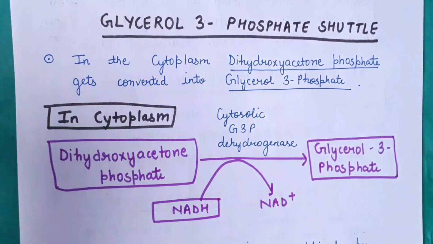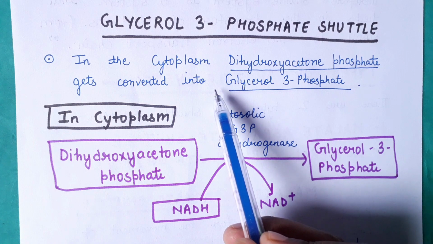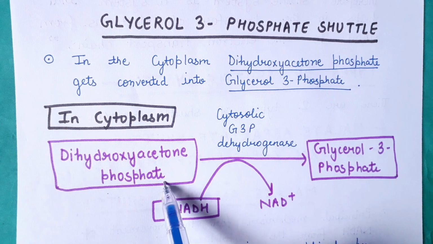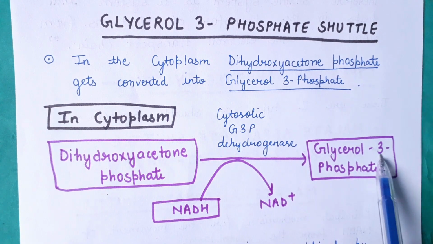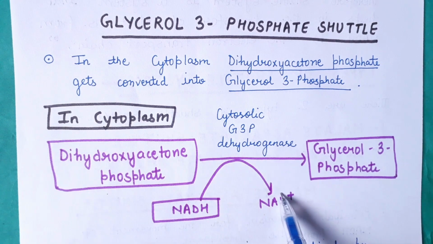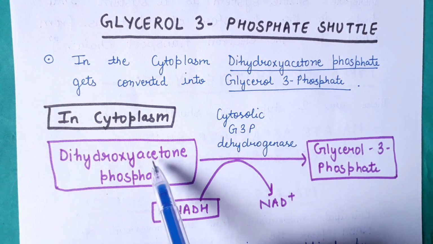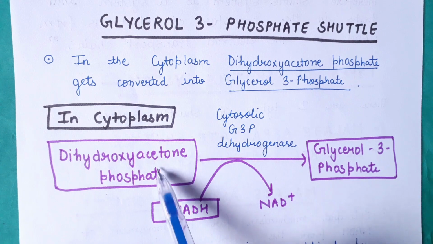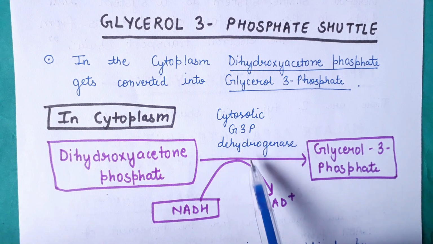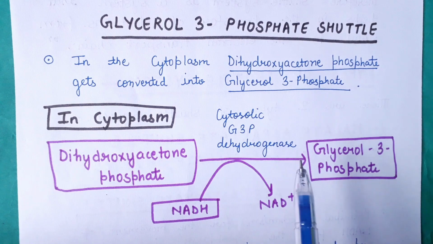Now coming to the glycerol 3-phosphate shuttle. In the case of the glycerol 3-phosphate shuttle, what happens in the cytoplasm is that dihydroxyacetone phosphate gets converted into glycerol 3-phosphate, and in this process NADH gets converted into NAD. So NADH transfers its electrons to dihydroxyacetone phosphate, which are ultimately transferred to glycerol 3-phosphate, and this reaction is catalyzed by cytosolic glycerol 3-phosphate dehydrogenase.